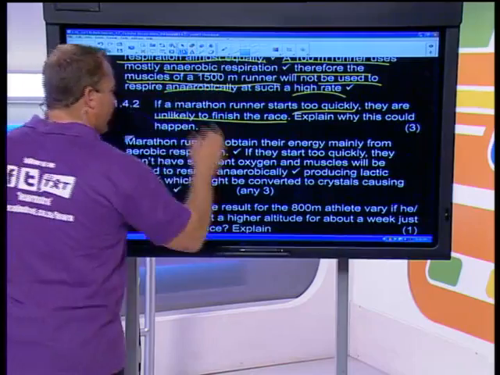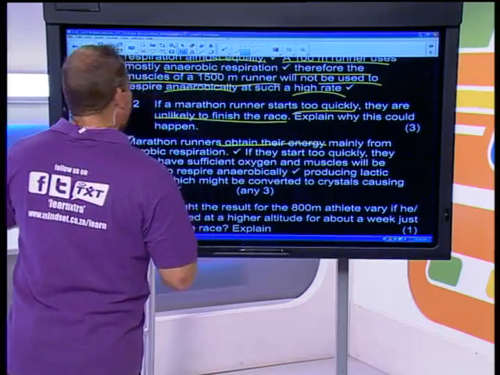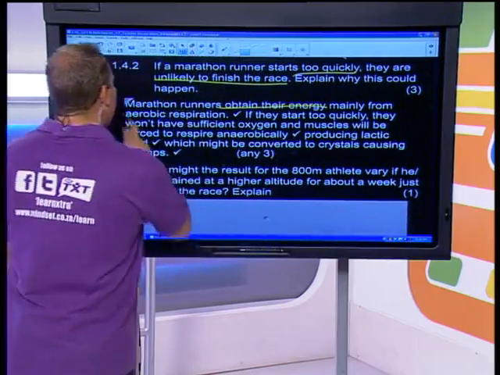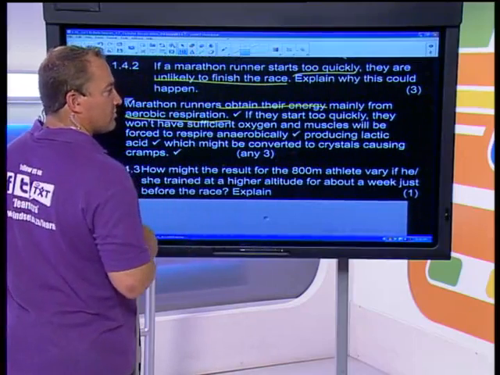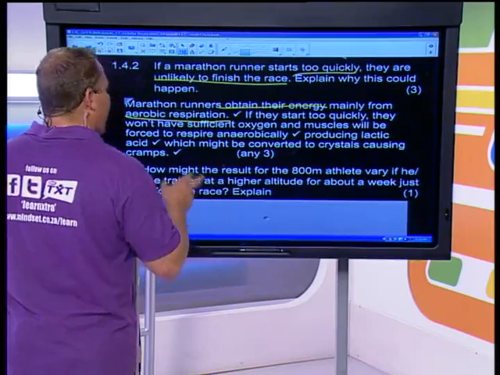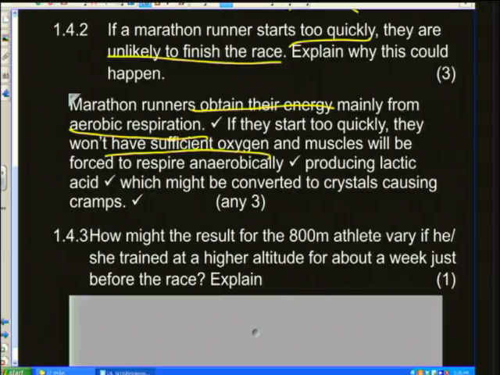Okay, the marathon runner obtains their energy mainly from aerobic respiration. Okay, if they start off too quickly, they won't have sufficient oxygen and the muscles will be forced to use anaerobic respiration, which produces lactic acid, right, which might be converted into crystals causing cramps.